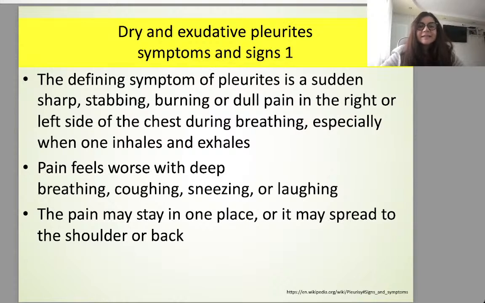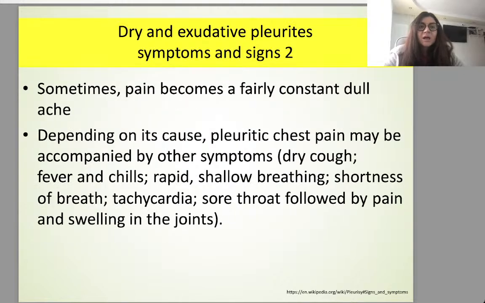The defining symptom of pleuritis is sudden, sharp, stabbing, burning, or dull pain in the right or left side of the chest during breathing, especially when one inhales and exhales. Pain feels worse with deep breathing, coughing, sneezing, or laughing. The pain may stay in one place, or it may spread to the shoulder or back. Sometimes pain becomes a fairly constant dull ache.